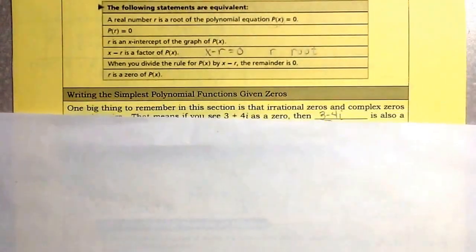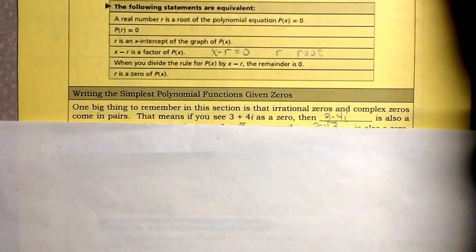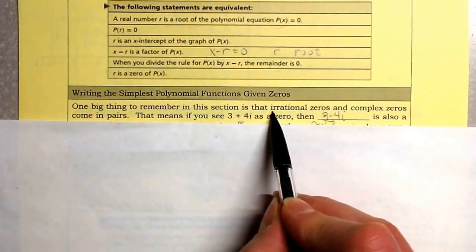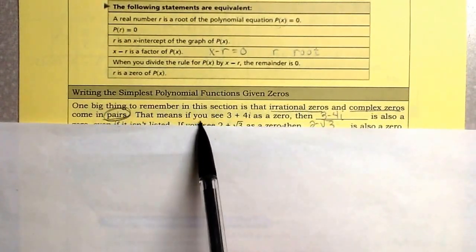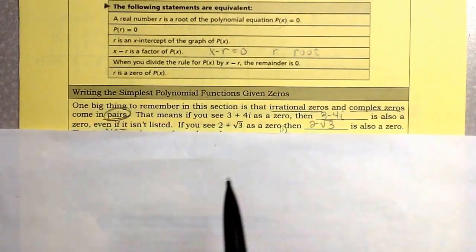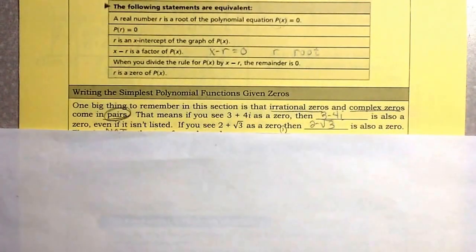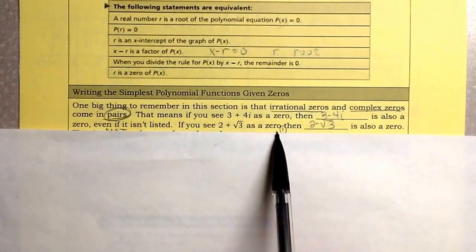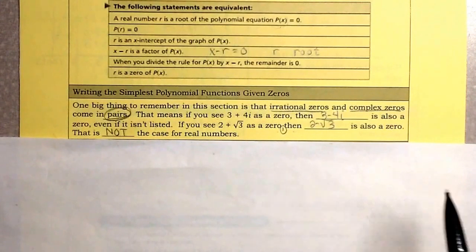Okay, so let's start out with writing the simplest polynomial functions with given zeros. One big thing to remember in this section is that irrational and complex zeros come in pairs. So if you see 3 plus 4i as a 0, then 3 minus 4i is also a 0, even if it's not listed. If you see 2 plus the square root of 3 as a 0, then 2 minus the square root of 3 is also a 0. Even if it's not there, you write it down.